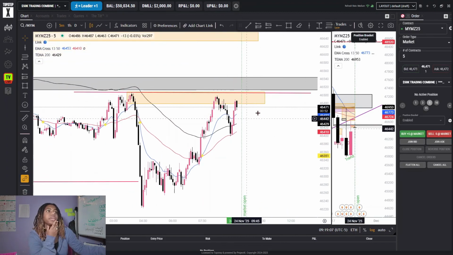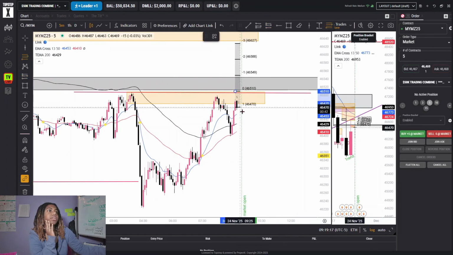Alrighty. So as of right now, I'm interested in this trade right here. It's not exactly 9:30, but I'd be interested in this trade right here. Let's mark that backwards.